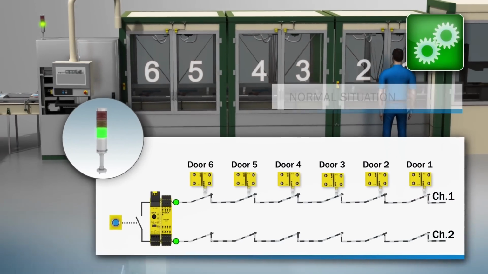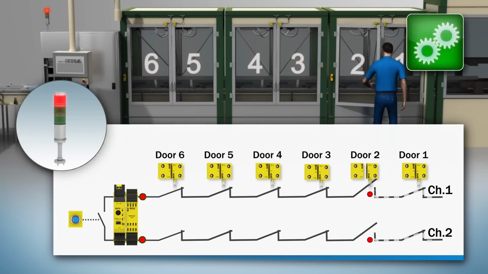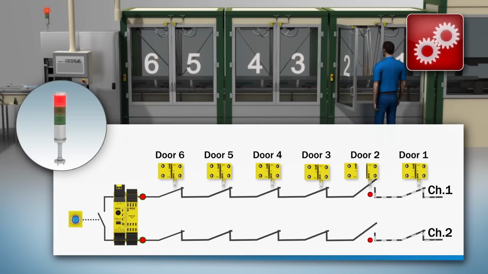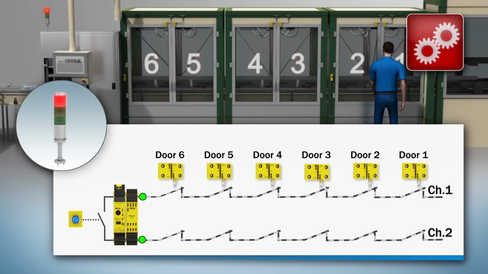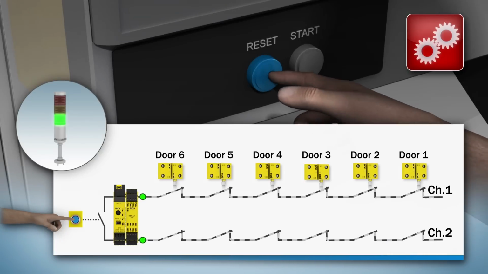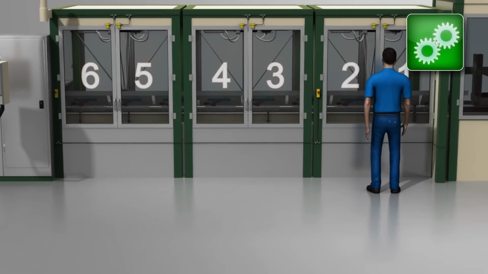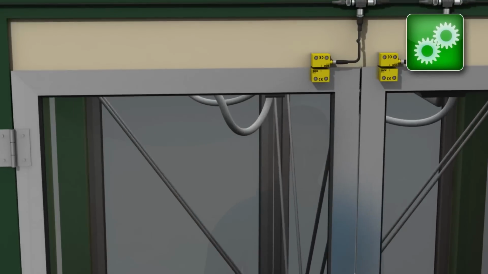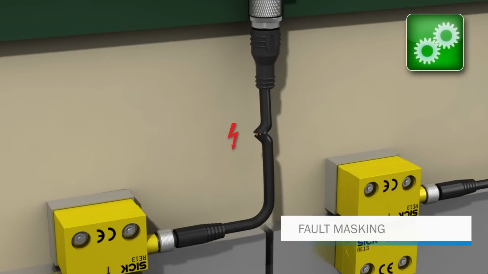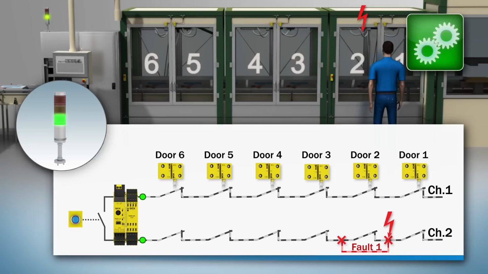Opening a door breaks the contacts of the associated safety switch and interrupts the current flow. The safety controller stops the machine, protecting the person from injury. Closing the door closes the contacts, restoring the current flow and enabling the machine restart. But what if some external impact damages the cable of the second safety switch and causes a short circuit on one of the channels? When the doors are closed, the short circuit remains undetected and the machine runs as usual.